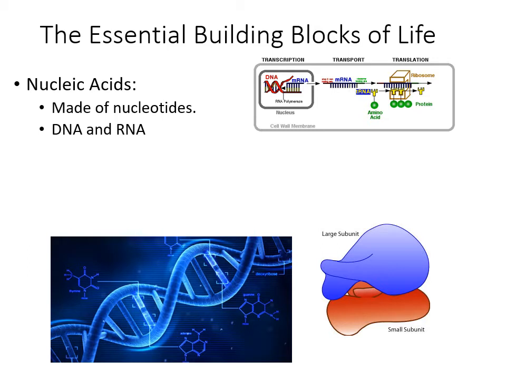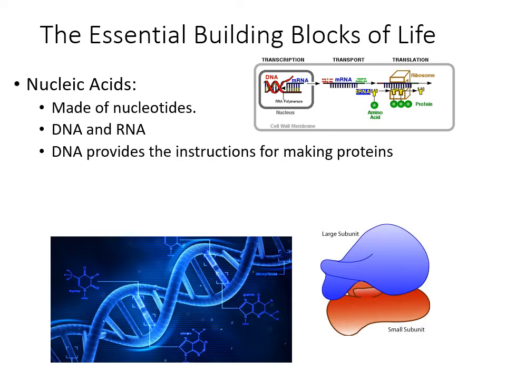So that refers to the type of sugar that is used in those nucleotides. RNA has ribose as the sugar it uses, so it's ribonucleic acid. And DNA has deoxyribose, this is the sugar that it uses, so it's deoxyribonucleic acid. DNA provides the instructions for making proteins, and RNA helps make the proteins. And the way that we get from DNA to proteins is through RNA, and we'll talk about that in a minute.